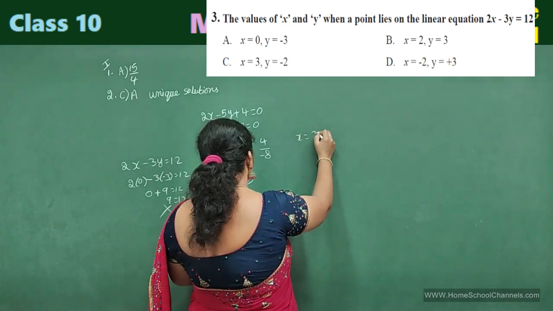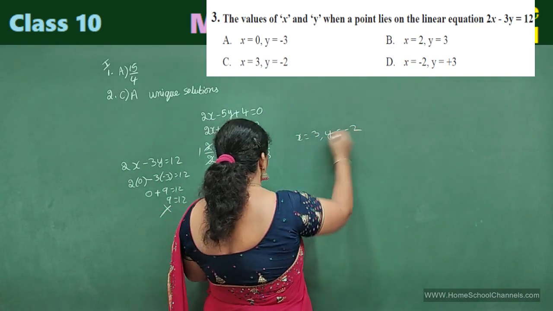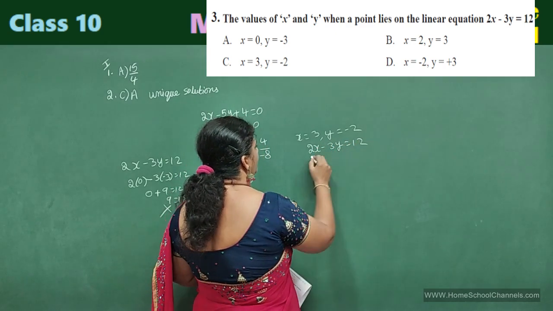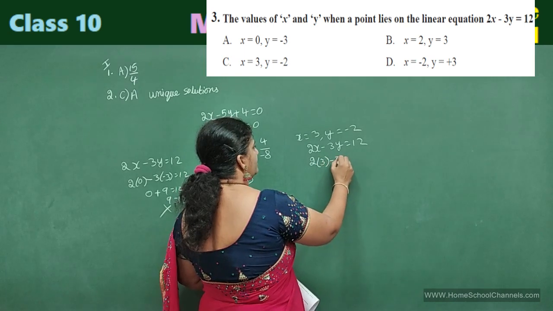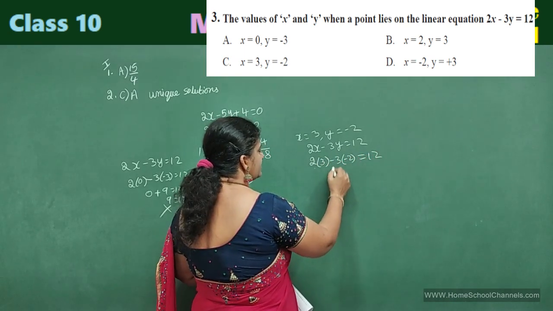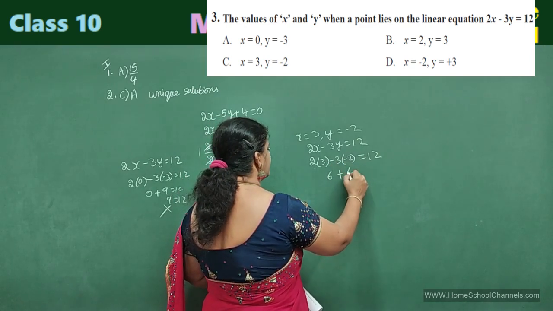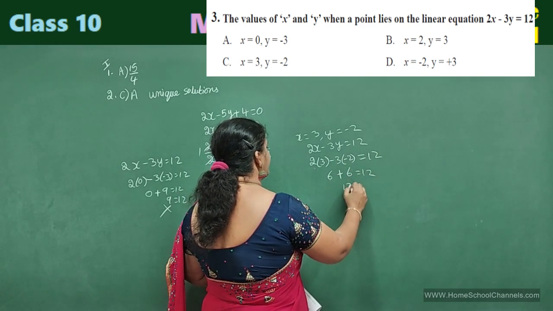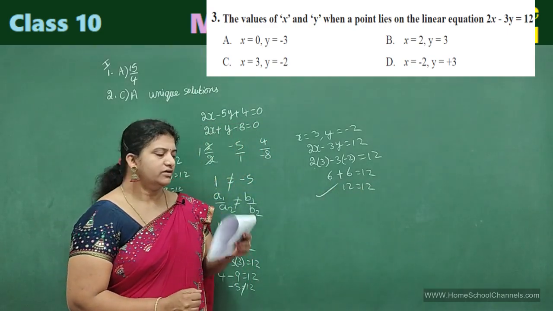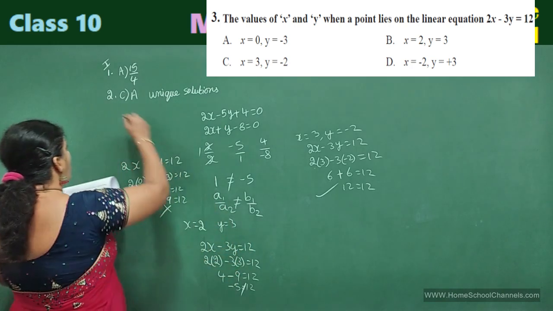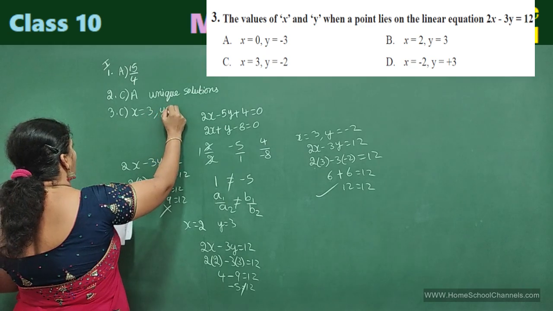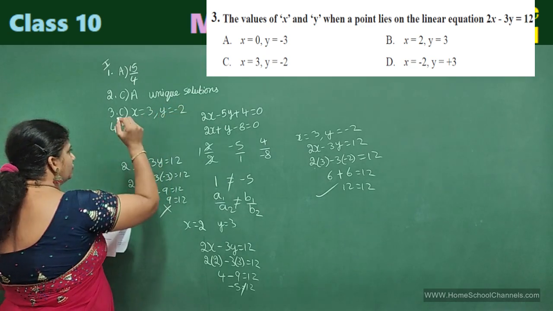X is equal to 3 and y is equal to minus 2. 2x minus 3y is equal to 12. 2 into 3 minus 3 into minus 2 is equal to 12. 3 2s are 6, minus and minus plus, 3 2s are 6. 6 plus 6 will be 12. Yes, this option satisfies. So, which is your answer? Option C, x is equal to 3, y is equal to minus 2.